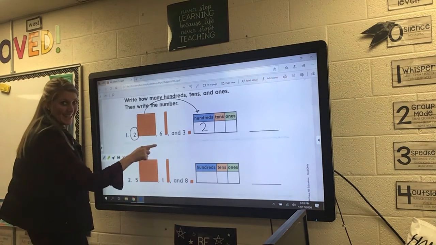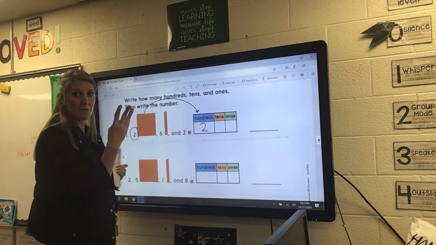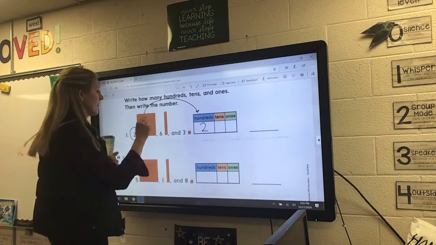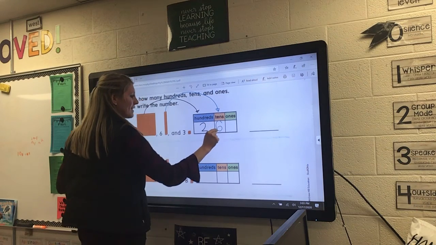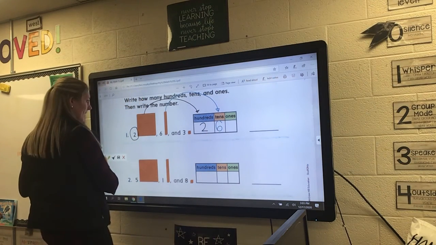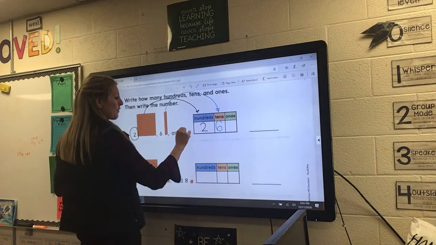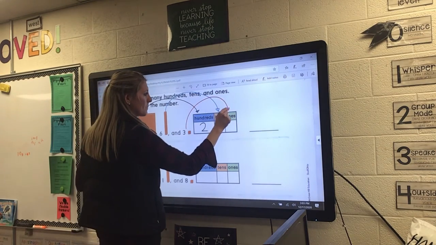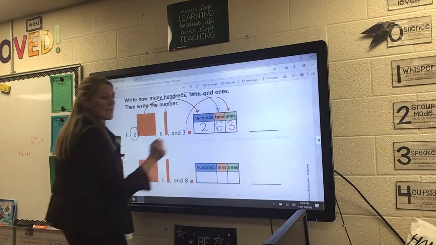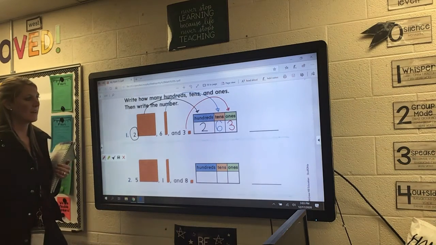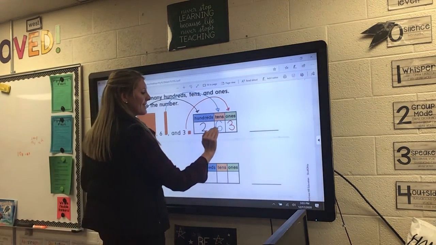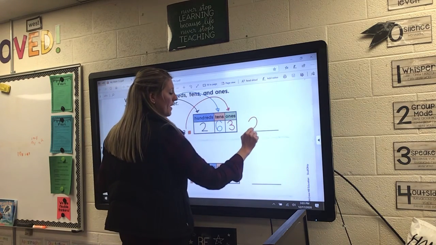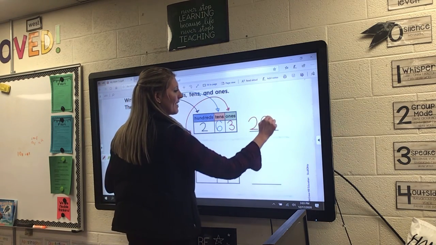There's 6 sticks, and that's 6 tens. So 10, 20, 30, 40, 50, 60. So that number is gonna go in the tens. There are 6 tens. And lastly, there is 3 little ones, or 3 cubes. So that would go over here in the ones column. So we would read this number as 263.